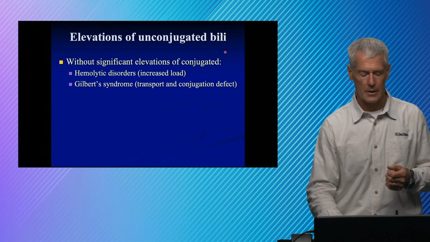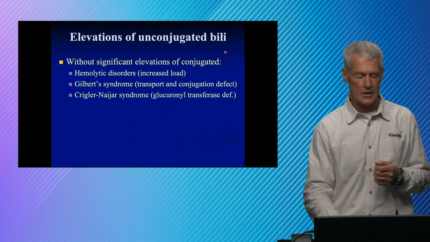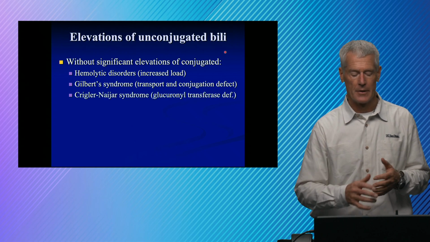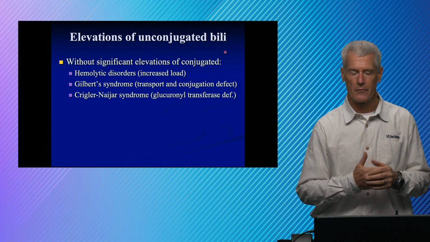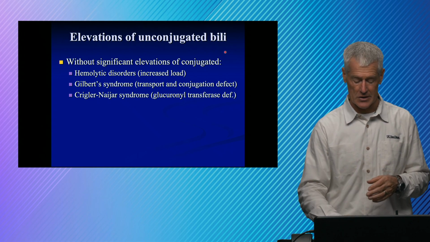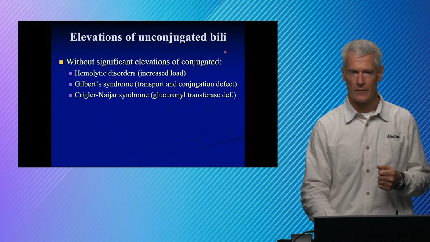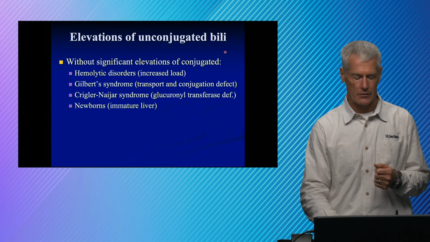Gilbert's syndrome is a transport defect and a conjugation defect. Crigler-Najjar, there's a couple of different forms of that, and basically you have a glucuronide transferase deficiency, and so that makes sense. If you can't conjugate it, you would get an increase of unconjugated in both of those syndromes.